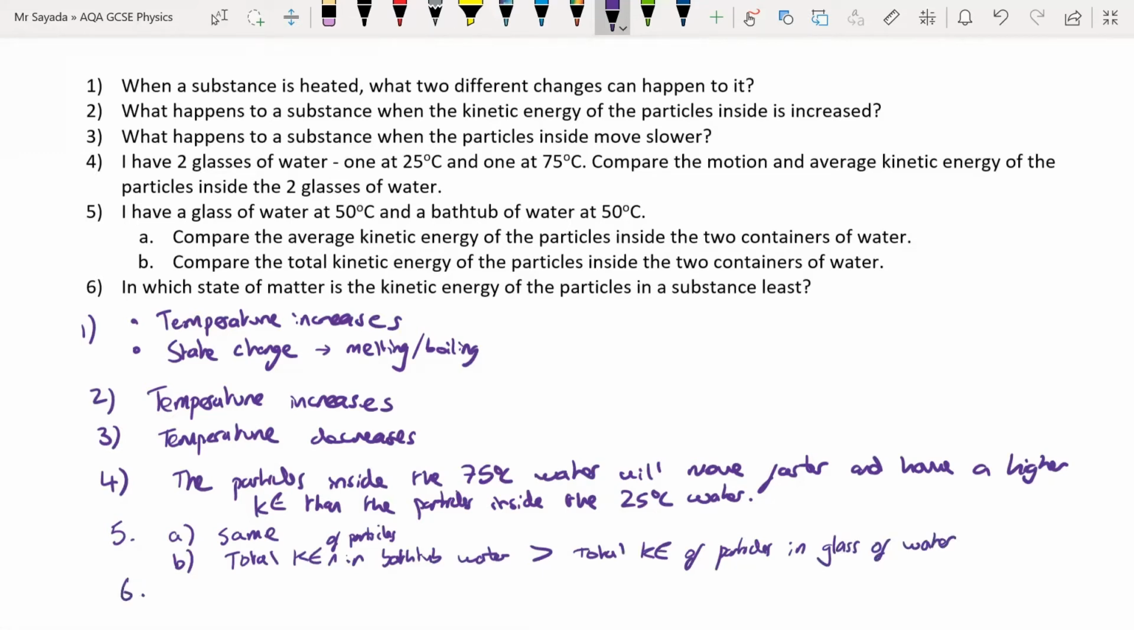Finally, question 6, in which state of matter is the kinetic energy of particles the least? So that will be the coldest state of matter, which is for any substance, the solid form. Please pause the video to mark and correct your work fully. Press play once you've done that. You should have now marked and corrected your work fully.